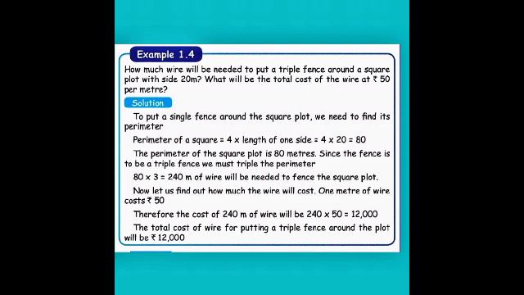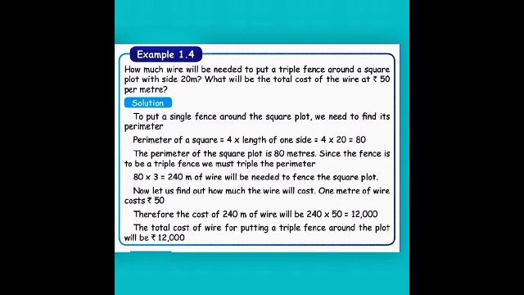The perimeter of a square is equal to 4 into the length of one side, that is 4 into 20. So 4 twenties are 80. This is for one fence. Single fence perimeter is 80 meters. So triple means you should multiply with 3. So 80 into 3 is equal to 240 meter. So we want to do the fencing for 240 meter.